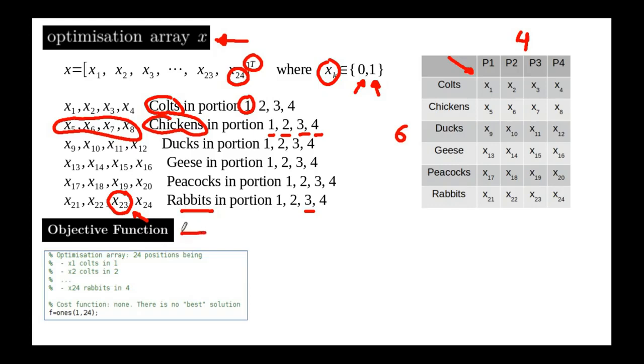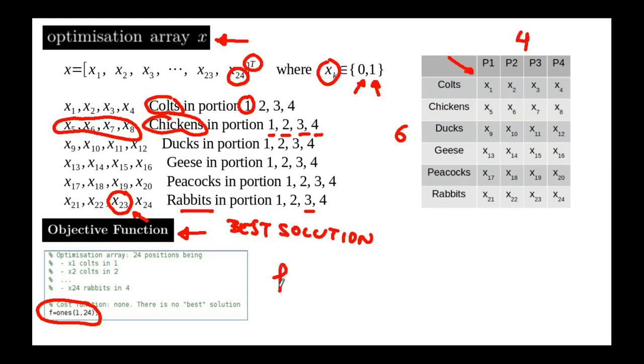Well, what about the objective function? Because we don't have a best solution. Why? Because we don't have any preference. We don't have any vet's opinion, any farmer's opinion. We don't have preferences at all. So all the elements in the cost function will be equal, will be 1.